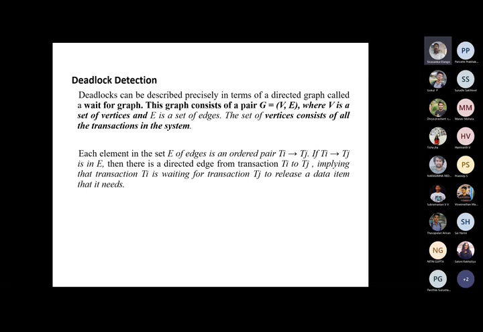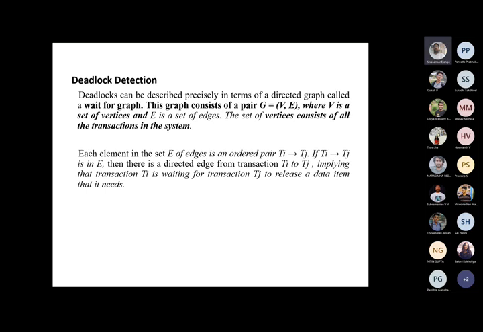If a transaction is waiting for a data item that is being held by some other transaction, then we say that there exists an edge between transaction T1 and T2. Each element in the set E of edges is an ordered pair Ti to Tj. If there is a directed edge from transaction Ti to Tj, it implies that transaction Ti is waiting for transaction Tj to release a data item that it needs.